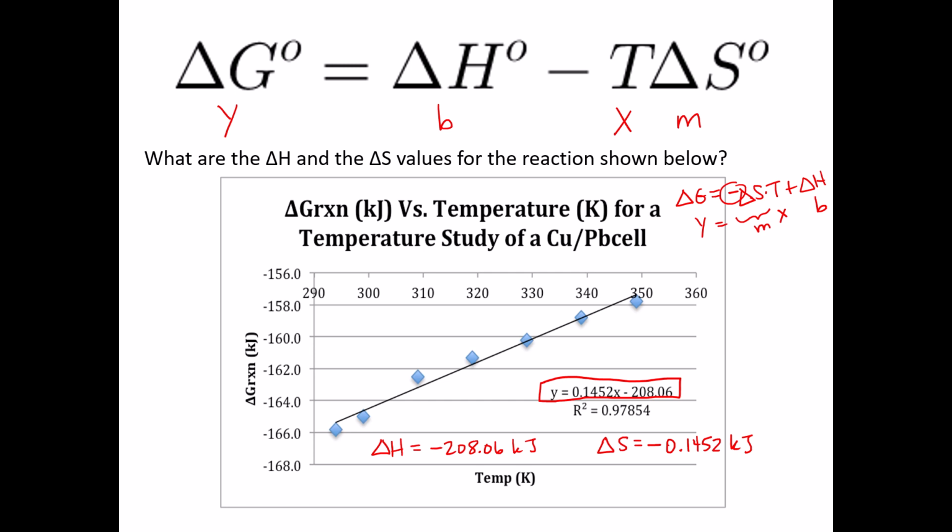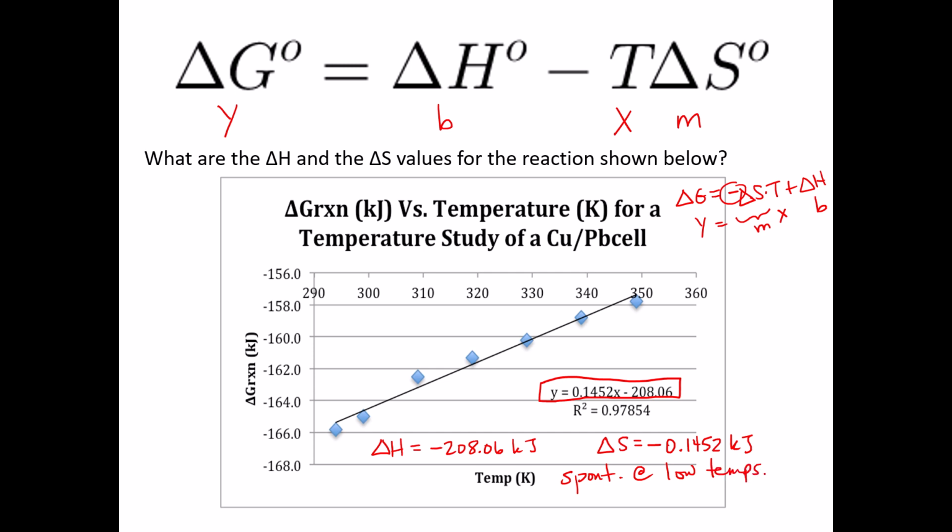Now if we look at this particular example, both delta H and delta S are negative, so exothermic reaction, which is favorable, but also a decrease in entropy, which is unfavorable. So this is one of those temperature-dependent reactions. Since they're both negative, it would be spontaneous at low temperatures.